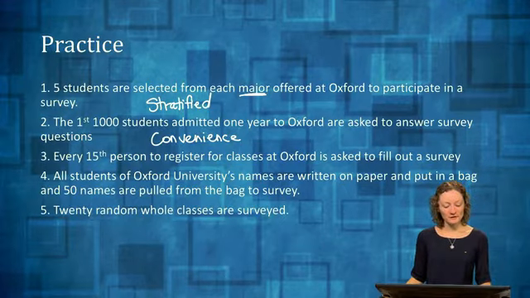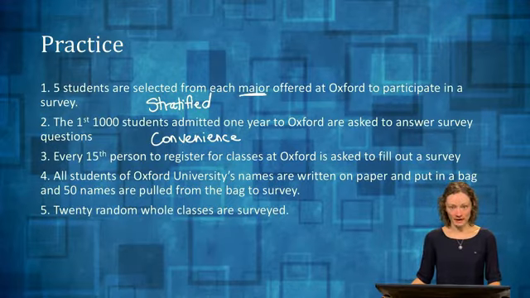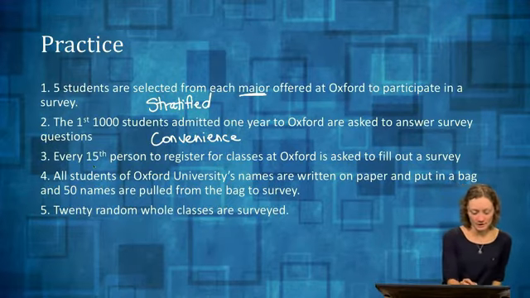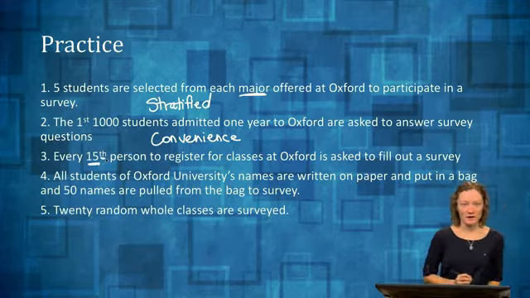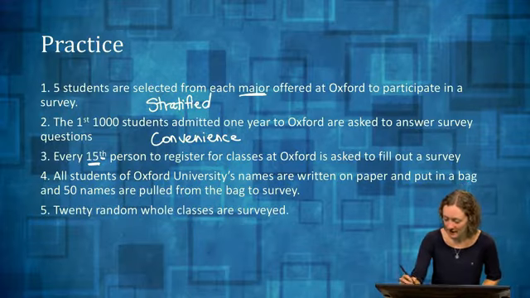The next one: every 15th person to register for classes at Oxford is asked to fill out a survey. Every 15th, this is your keyword, you have a number and an nth amount of people being surveyed. This is systematic.